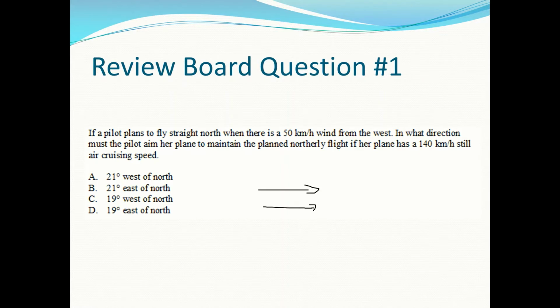So it'd be like that. So she's going to have to aim into the wind. The wind will blow her this way, and then her resultant will be like that. That's how you draw the tip to tail. Okay, so this is her still airspeed. So this is 140 kilometers an hour. This is 50, and we want to know what her heading is. So we want to know what this angle is right here.